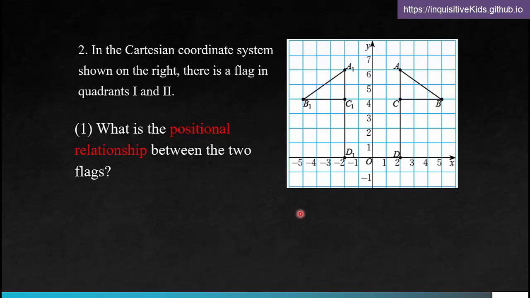In the Cartesian coordinate system shown on the right, there is a flag in quadrants 1 and 2. So there is a flag, a graph in the shape of a flag, on both sides of the y-axis. What is the positional relationship between the two flags? Well, as you can see, they are symmetrical across the y-axis. This means that if you fold them across the y-axis, they can overlap completely.